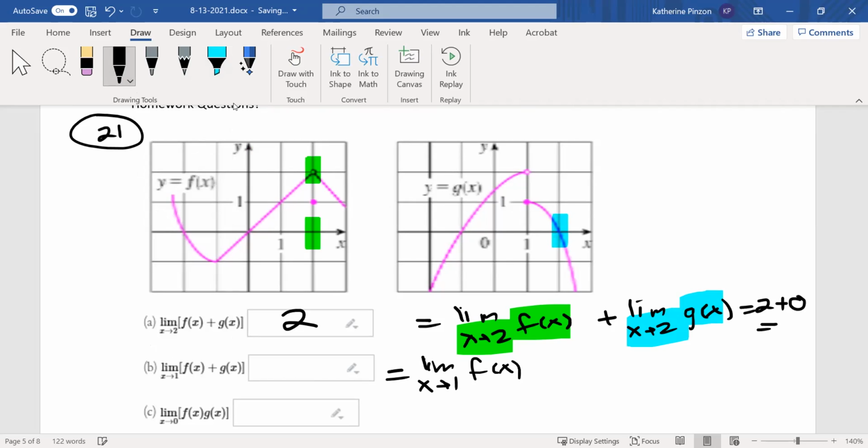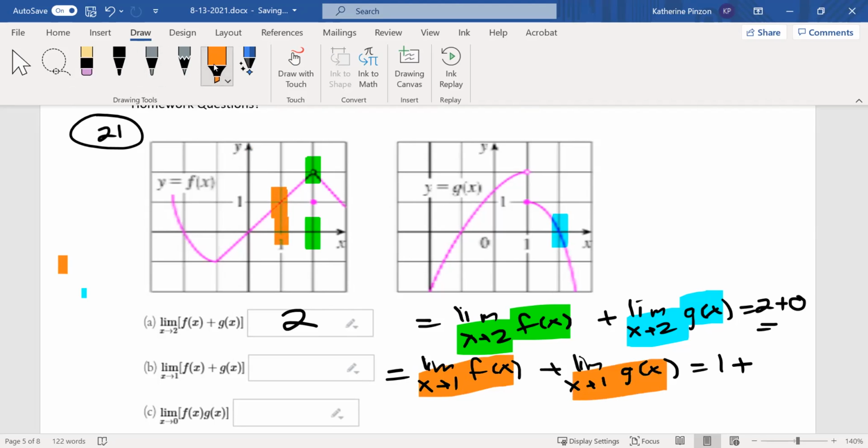You see that? Okay, so for this one, let's use orange. I'm going to do limit as x goes to 1. Here's 1. So this guy is 1 right there. See it? So 1 plus, and now I'm going to do the same thing, but on the g graph. So here's 1. What's the limit as x goes to 1 on the g graph? Does not exist. Done. Does not exist.